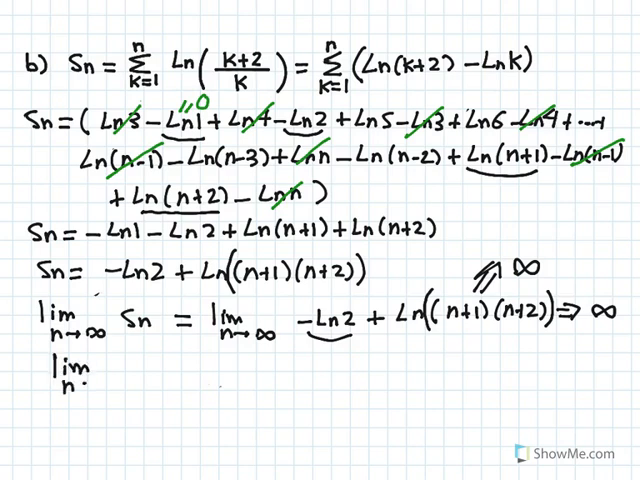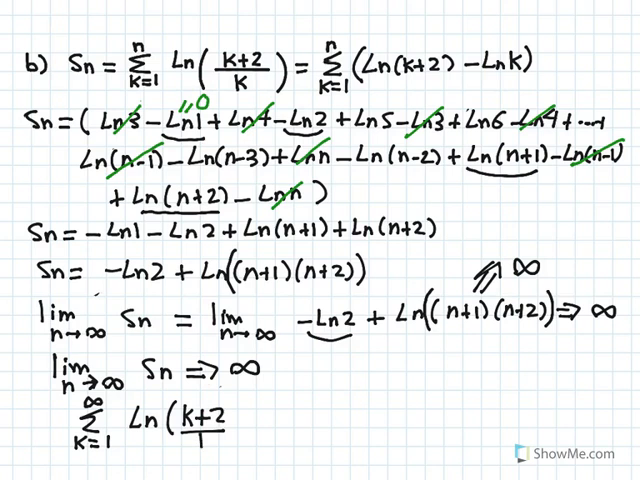In any case, the limit as n goes to infinity of the nth partial sum is going to go to infinity. That means the series diverges to infinity. That means the summation, k goes from 1 to infinity, of log of (k plus 2) divided by k, this telescoping series, this infinite series, diverges. It diverges to infinity. It has no finite sum. This infinite series diverges to infinity.